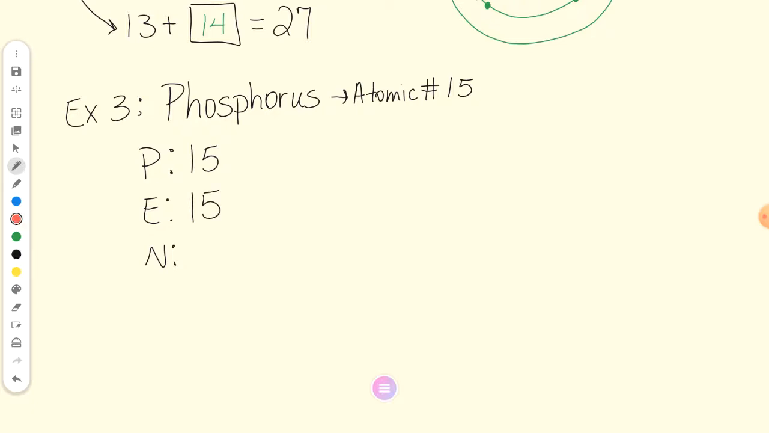Bryson, how do I find neutrons? Because neutrons is one I'll always either have to find, or I'll have to find the atomic mass.